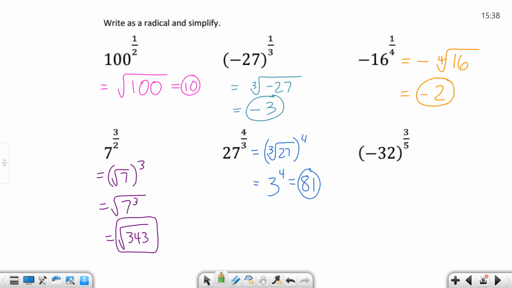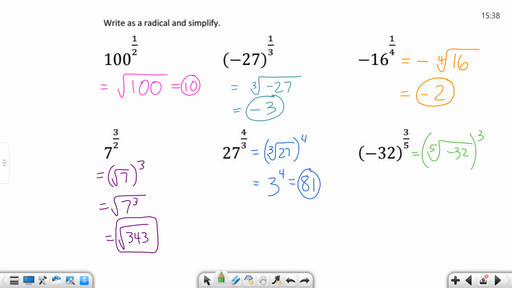And then negative 32 to the 3/5. So this is going to be the 5th root of negative 32. And why is negative 32 under the radical? Because this is in parentheses, right? It's all under the radical. And that whole thing is raised to the what power? 3rd. You can do it a different way, but again, I like to make it smaller if I can. I just couldn't make this one over here smaller, so I had to go to this method, right?